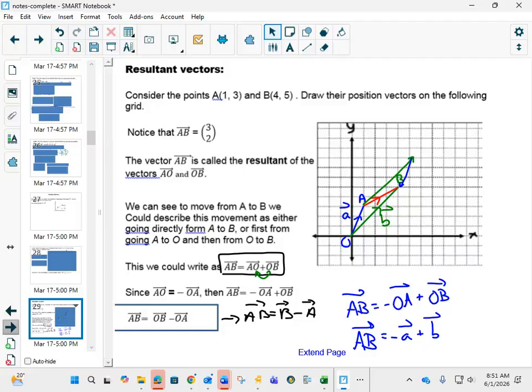So this is a key idea for understanding that if you want to go from any point to any other point, and this is true in 2 dimensions, in 3 dimensions, if we wanted to in 4 or 5 dimensions, you can go backwards to the origin and then from the origin go to the other point. So you can use your position vectors to solve this.